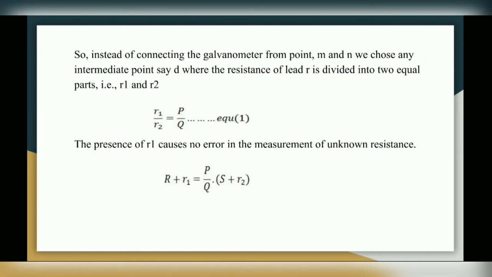So instead of connecting the galvanometer at point M and N, we choose any intermediate point, say D, where the resistance of lead r is divided into two parts, that is r1 and r2. So r1 divided by r2 becomes P upon Q, equation number 1. The presence of r1 causes no error in the measurement of unknown resistance. So we can write it as R plus r1 is equal to P upon Q in bracket S plus r2.